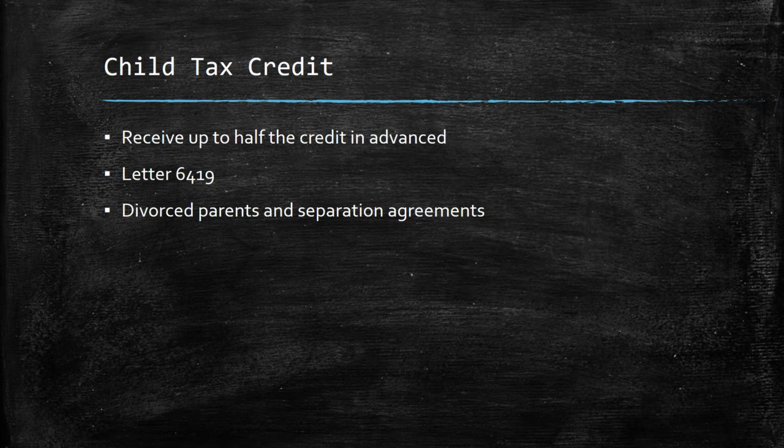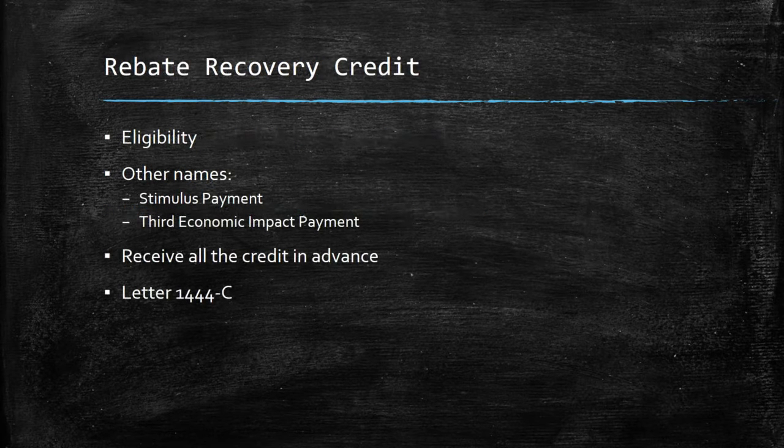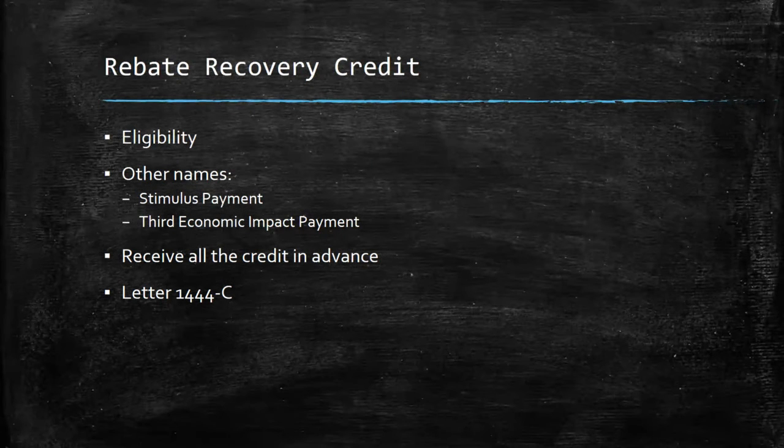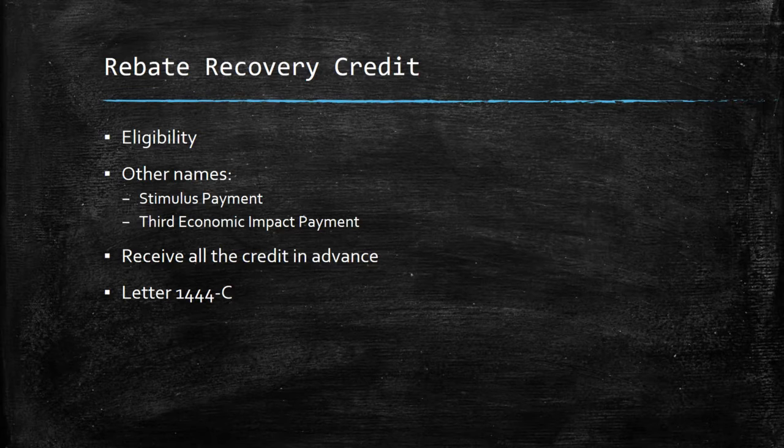That is not the only one. The other one is the rebate, the RRC, rebate recovery credit. This is more commonly known as the stimulus payments. The third one is the final one to my knowledge right now. So there were two previous ones. Those occurred in 2020, the last one occurring in 2021.